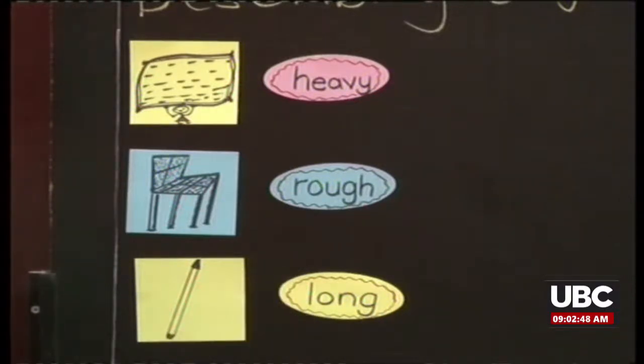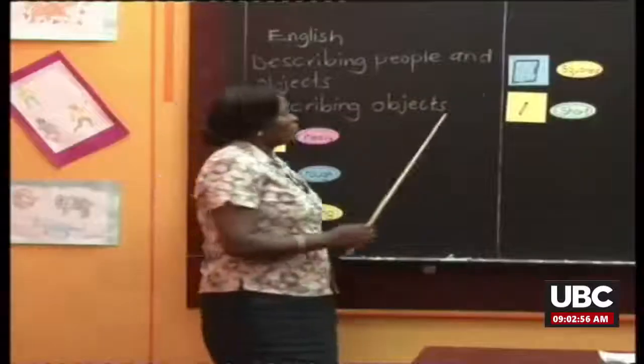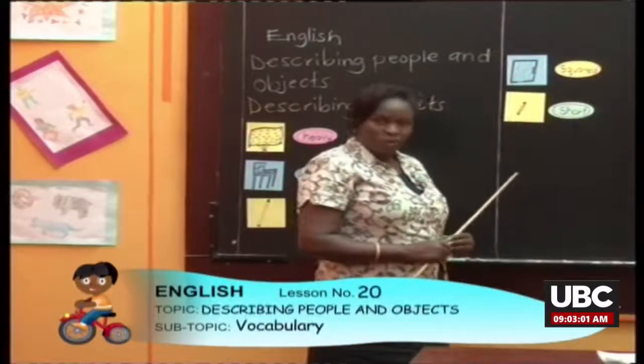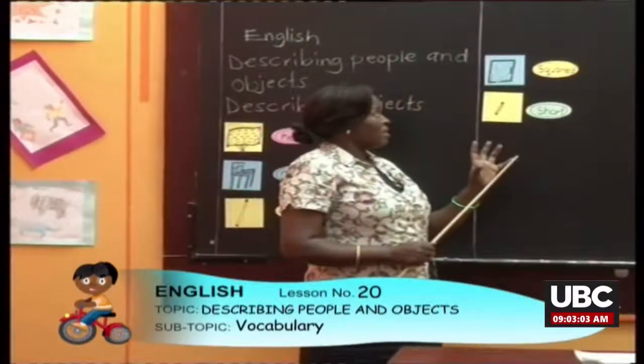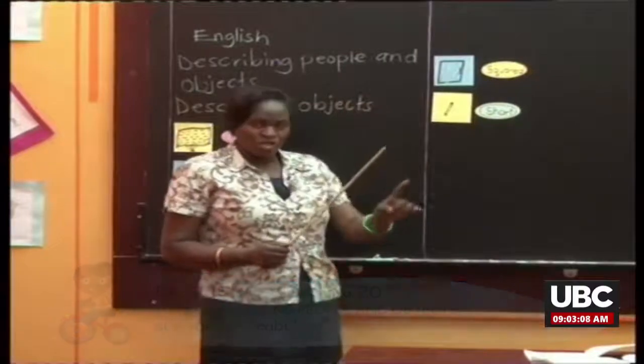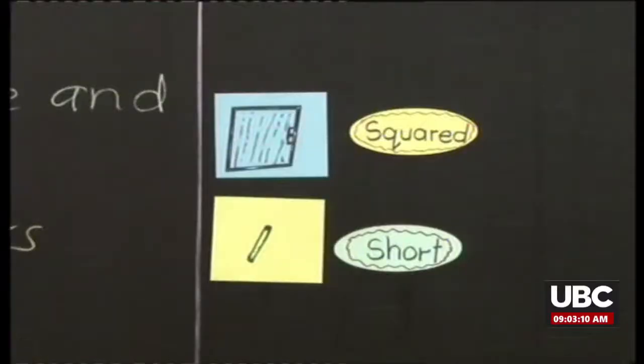Remember, children, we are describing objects. Our fourth object, it's a door. We also describe objects considering the shape. What is the shape of whatever object you are having? What's the shape of your house? What's the shape of the neighbor's house? What's the shape of the teacher's table? What's the shape of your cup? And so on. So for our door here, it's a squared door.